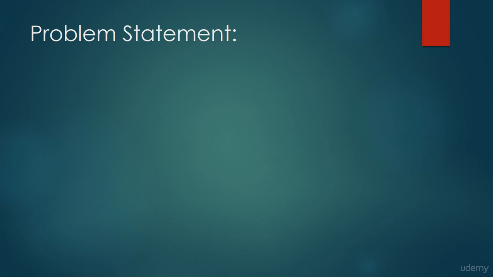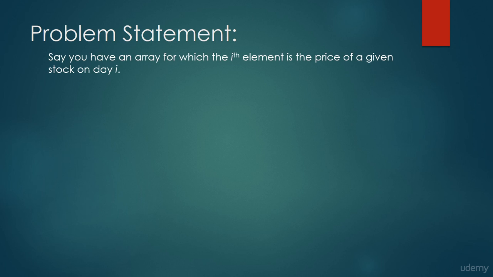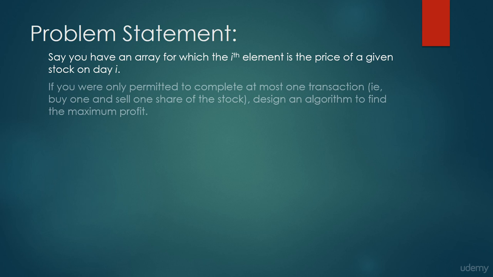So, the problem statement is as follows. Say you have an array for which the ith element is the price of a given stock on day i. If you're only permitted to complete at most one transaction, so you can either buy one and sell one, or you could just not do any transaction, you're asked to design an algorithm to find the maximum profit. So it's an optimization problem, to find the maximum profit that you can make from these stock prices.